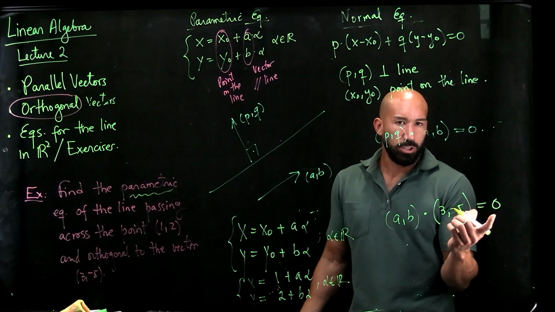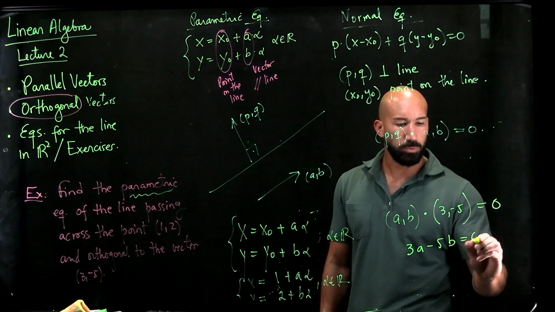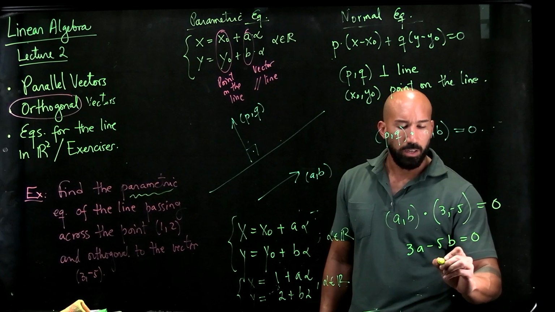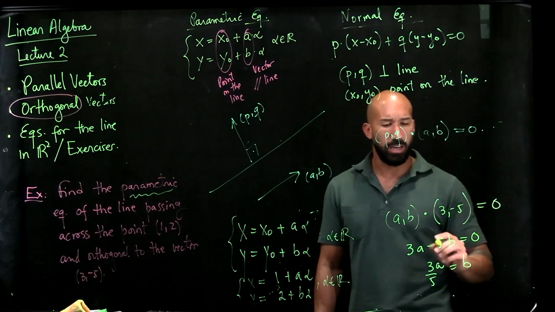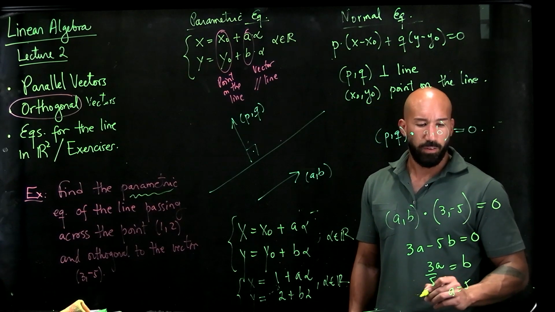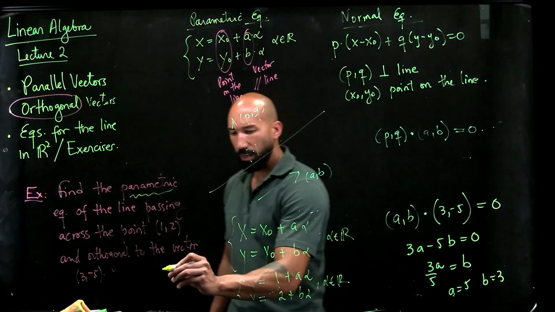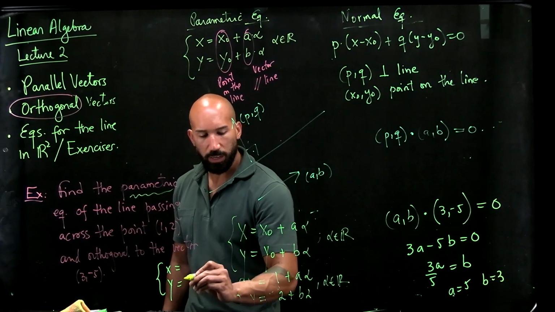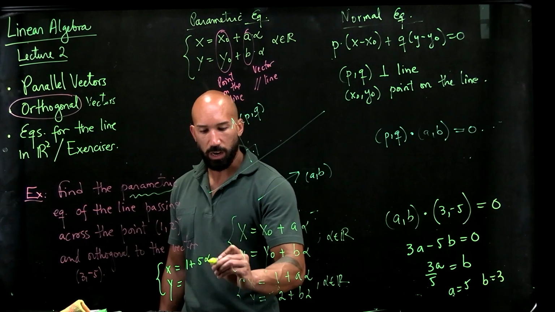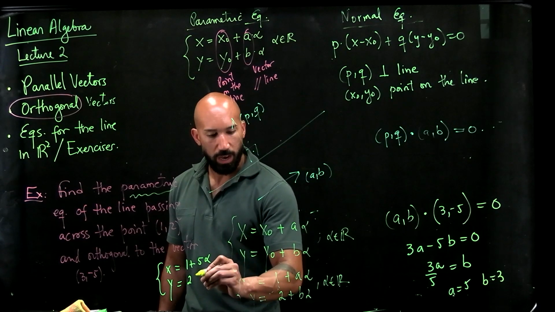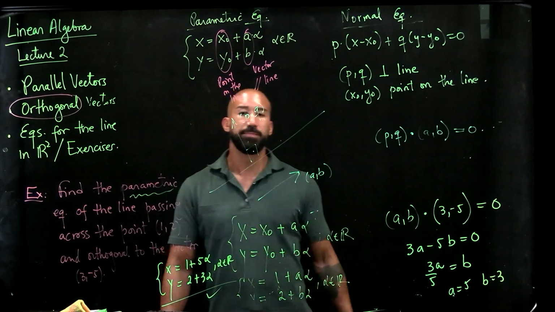So to get what we need, we just need to solve this equation: 3A minus 5B must be equal to 0. We get here that 3A over 5 is equal to B. So let's say that I put A equal 5, B is going to be equal to 3, and nice. And now we can conclude that the equation of the line is going to be 1 plus 5 alpha, 2 plus 3 alpha, alpha real. And now we're good. Is that okay?